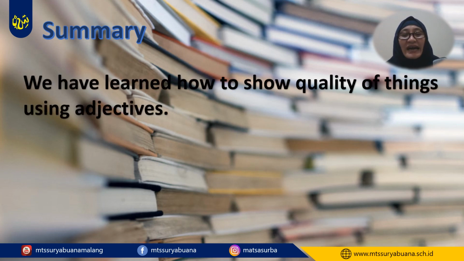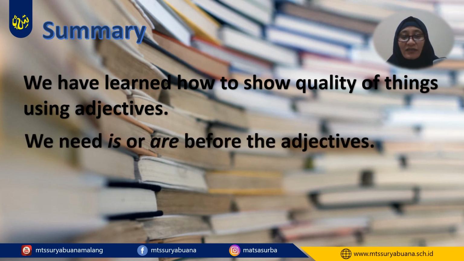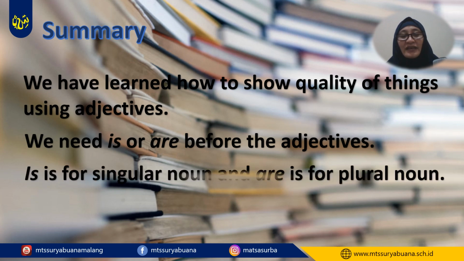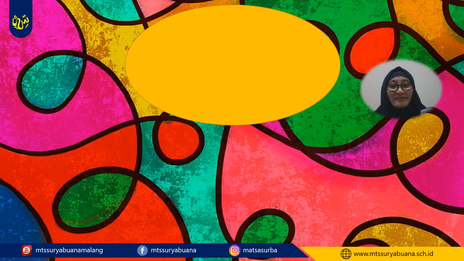Okay, now let's come to the summary. We have learned how to show quality of things using adjectives. We need is or are before the adjectives. Is is for singular noun and are is for plural noun.